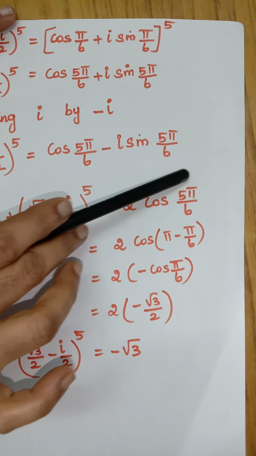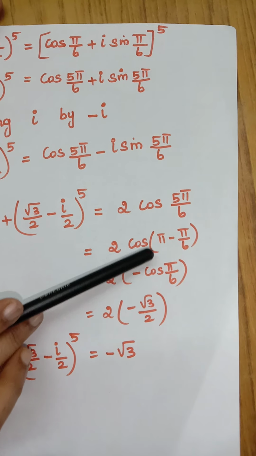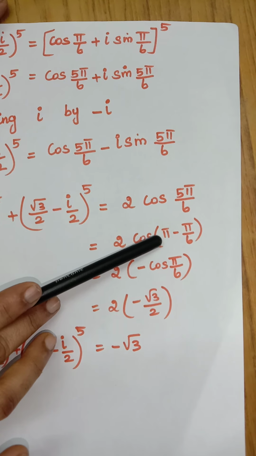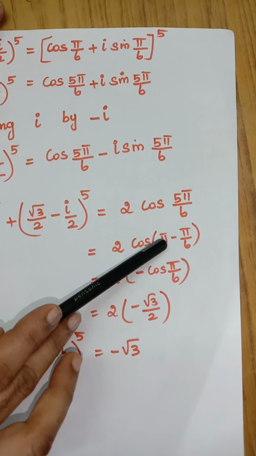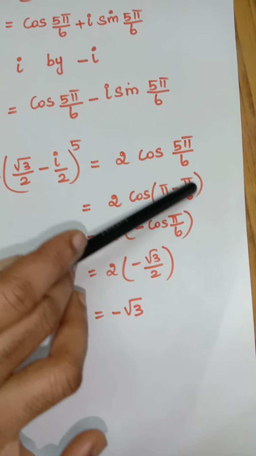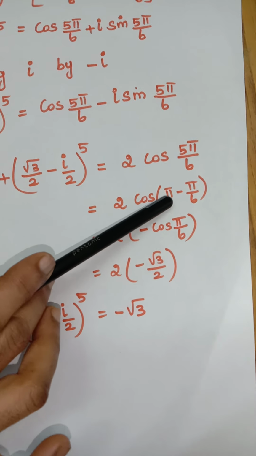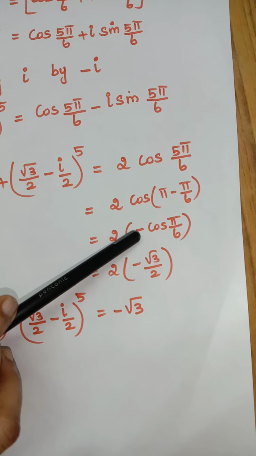Okay, so it is nothing but 5 into 30 degree, that is 150 degree. 150 degree can be written as 180 degree minus 30 degree. So that's why I have written pi minus pi by 6. In which quadrant does it lie? It lies in the second quadrant. In the second quadrant, cos is negative, so I have written minus.